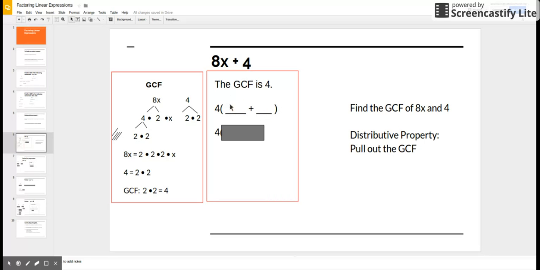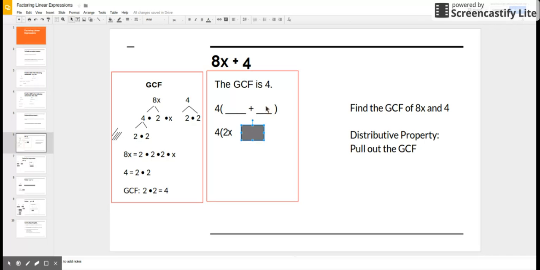So in this first blank, you need to think 4 times what number is going to give me 8x? Or you can think 8x divided by 4 gets you what number? Okay? I like personally thinking of it as 4 times what gets me 8x, because that makes me start thinking about the distributive property a little bit. So 4 times what gets me 8x? Well, 4 times 2x gets me 8x, right? So 2x is going to get put right here.